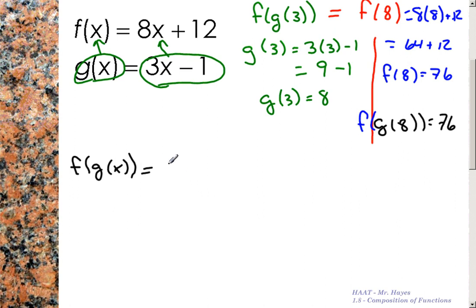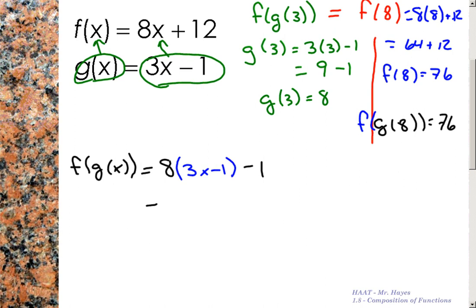And so this is going to end up equaling 8. And then instead of x, I'm going to plug in g of x. So 3x minus 1, and then minus 1. And then you simplify this, and that's it. Okay, so there's going to be a lot of chances to kind of go back and review a lot of stuff from early in the year.